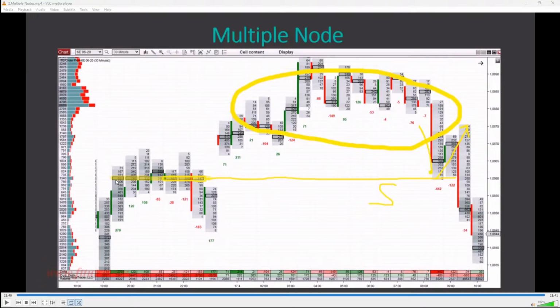This is, again, just where you have multiple high volume nodes, or what are called multiple nodes. I really like to use the 30-minute to find these, and when I do use 30 minutes, like on ES, where I have two nodes side by side, when price comes back to there, I'll generally get a good 30 to 50 point move, no questions asked. It's very effective. The only issue is you don't see a lot of double nodes on 30-minute time frames on ES.